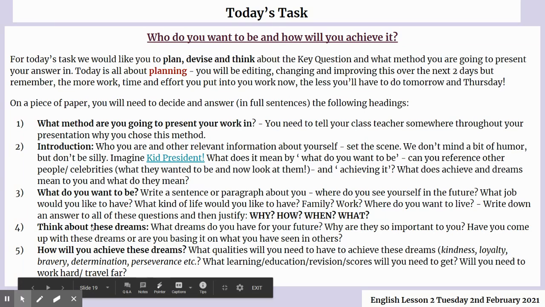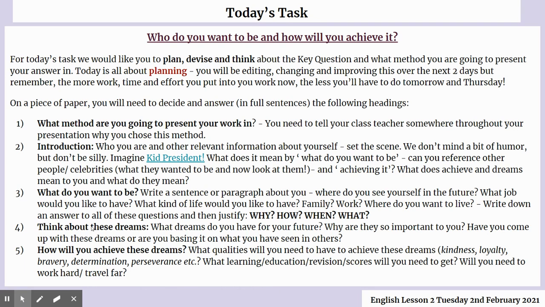You need to also think about these dreams. Like, what dreams do you have in the future? Why are they so important? Why do you have these dreams? Are they based on dreams that your parents have made or you've made or your carers have given you? Or are they based on things you've watched on TV or films? Or maybe a book you've read that you want to be just like that. Have a think and reflect on them. Provide evidence and explanations behind all of them.